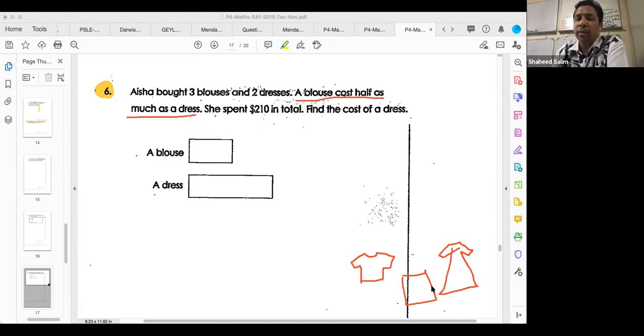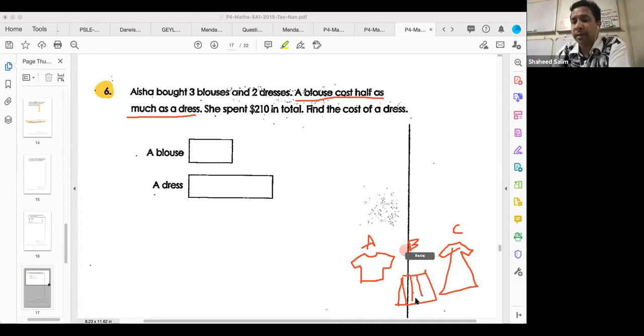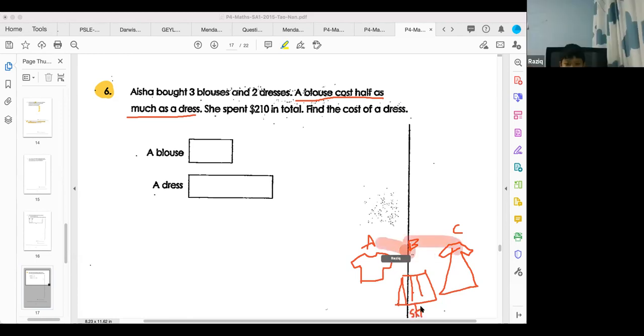But before that, there is a blouse down here. Which one is a blouse? Is it A? Is it B? Or is it C? Which is a blouse? Guess if you don't know. A, B, C. Oh, B. This is called a skirt.